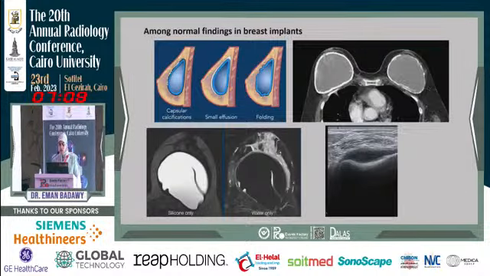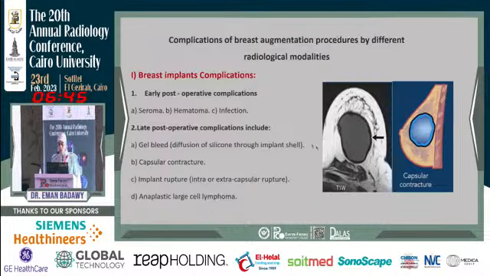Now we'll see some normal findings in the most commonly used breast augmentation procedure by silicone implant. Here is calcification in the implant shell. Here are normal folding, which is called the radial fold, and here is minimal to mild peri-implant fluid collection demonstrated by ultrasound.